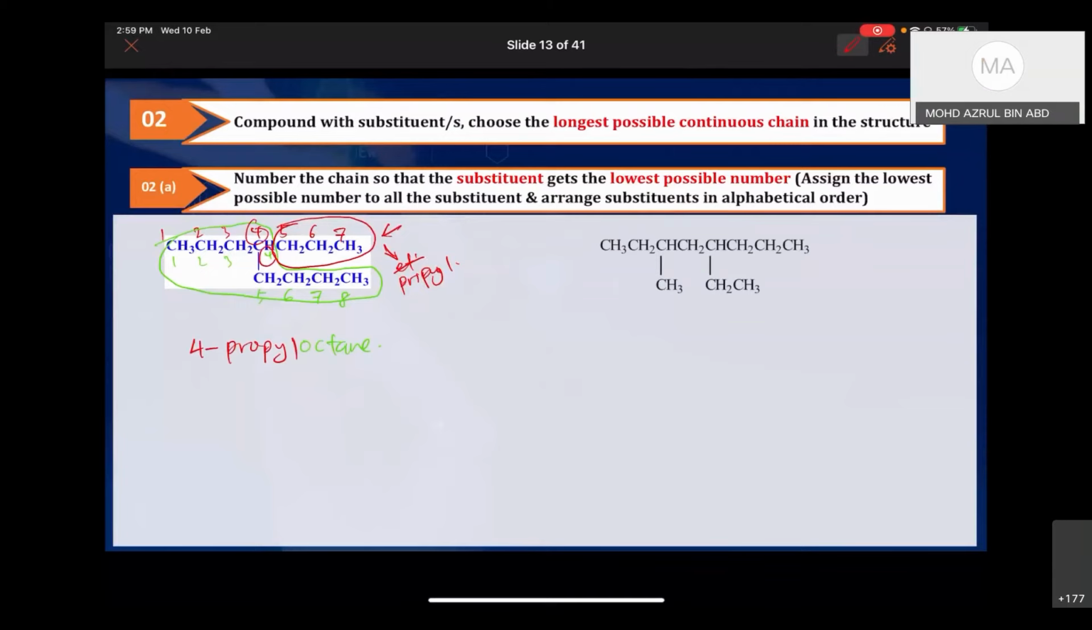First of all, we must determine the longest chain. So which means we can try and error. Maybe we can try this one. 1, 2, 3, 4, 5, 6, 7, and 8. 7 and 8. And then maybe 1, 2, 3, 4, 5, 6. 1, 2, 3, 4, 5, 6, 7. Okay, 8. The longest chain is 8. So which means we can name it as an octane.